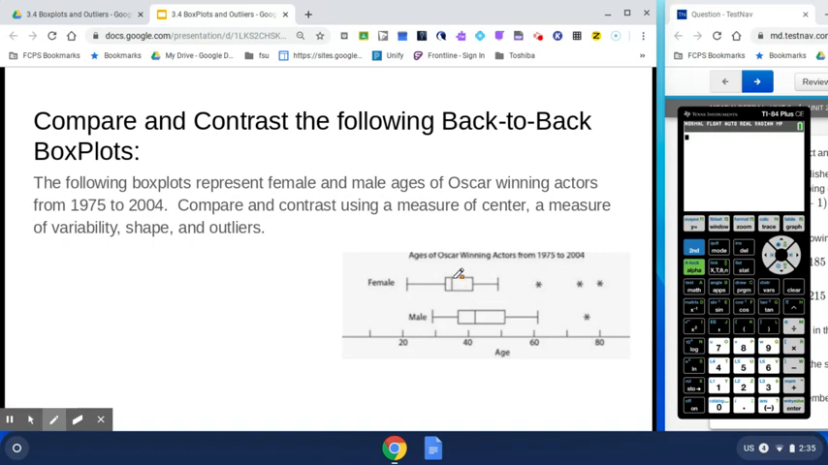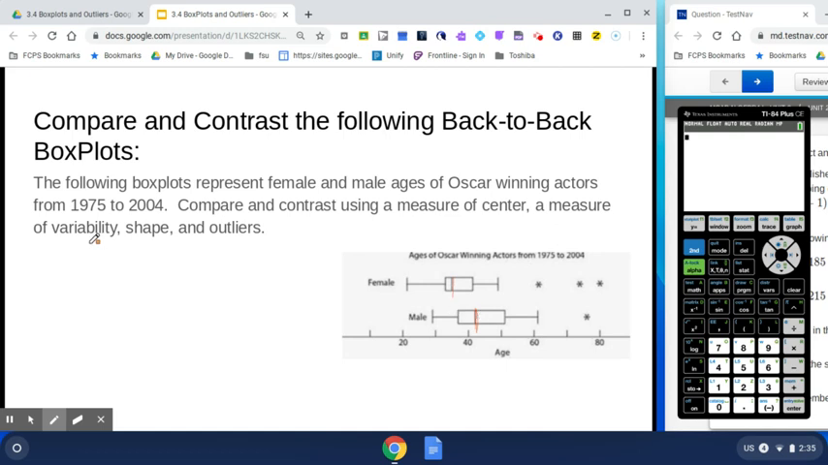So we see females is here versus males are here. So it does seem like the males are centered at a higher value than the females. So males earn Oscars on average later in life than females.